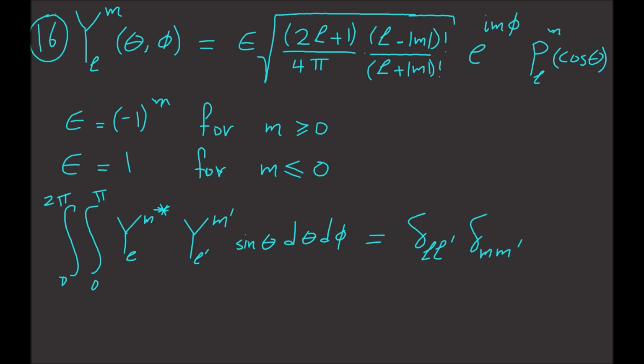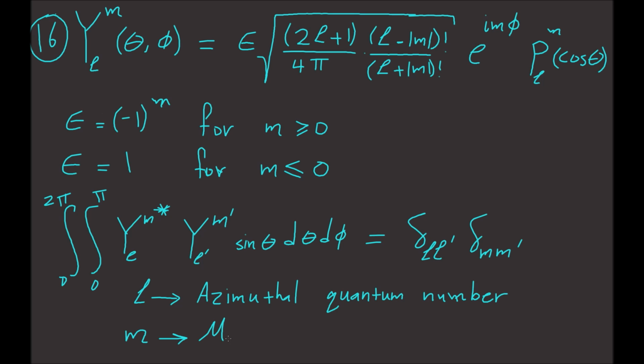For historical reasons, we named these variables. We named L the azimuthal quantum number, and M the magnetic quantum number. Okay, so now we know what L and M are. We are done with this half of the Schrodinger equation. Now we're going to tackle the second half, which is the radial equation.